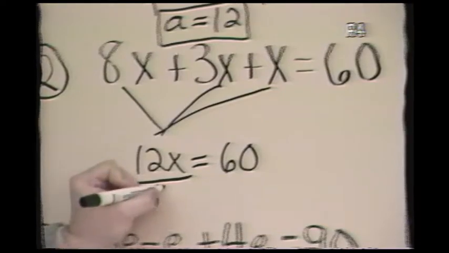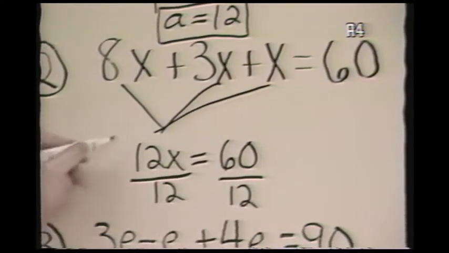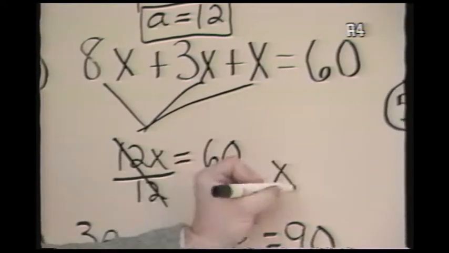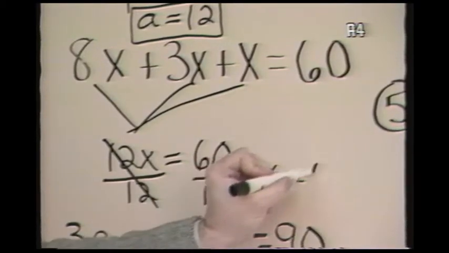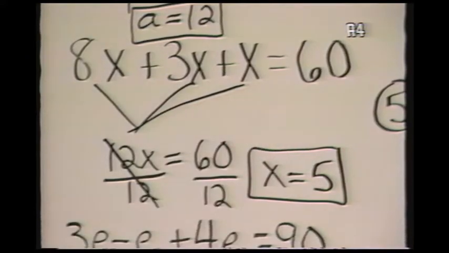If 12x equals 60, we must divide each side by 12. 12x divided by 12 is x. I'll put that here. And 60 divided by 12 is 5. So x is equal to 5.